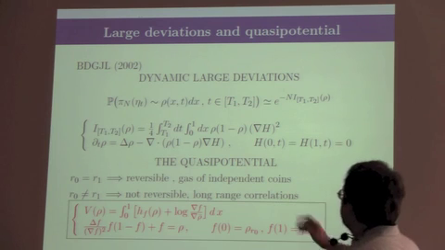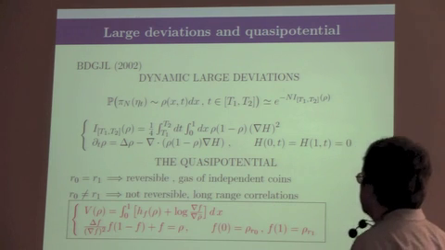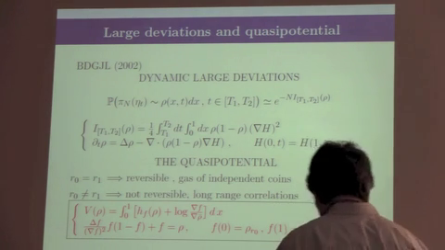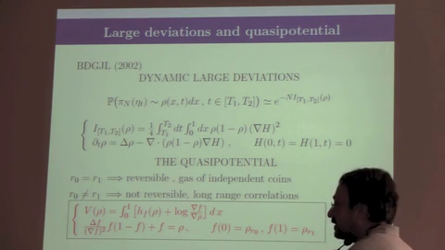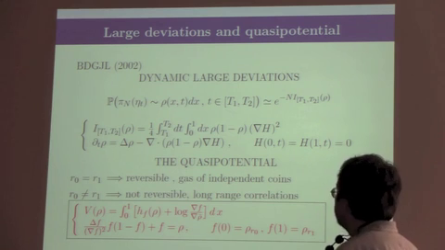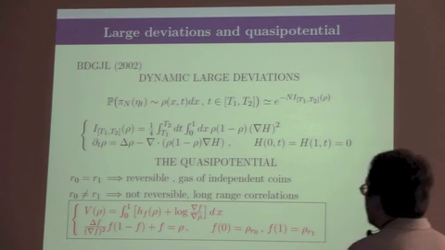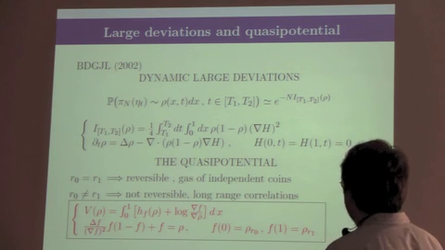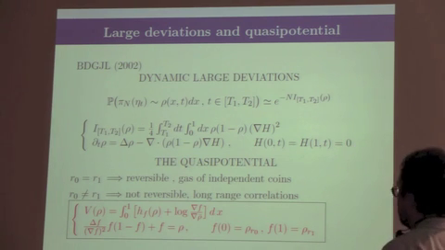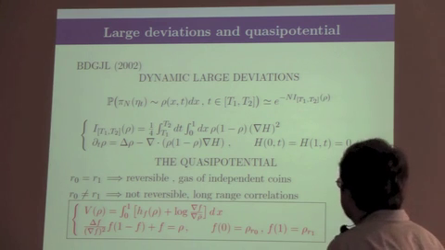Now, if R0 is equal to R1, the model is an equilibrium model, the system is reversible, you can exactly get the invariant measure that indeed is a product measure, and essentially your particles are distributed like a gas of independent coins. When R0 is different from R1, the model is not reversible.